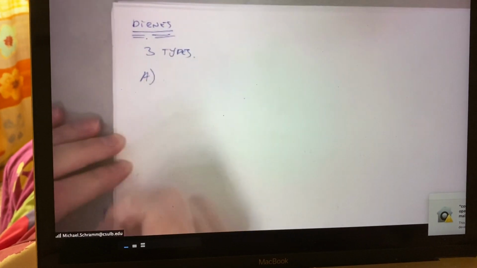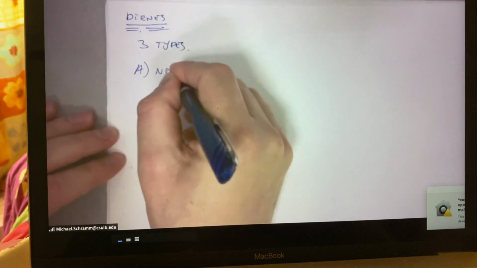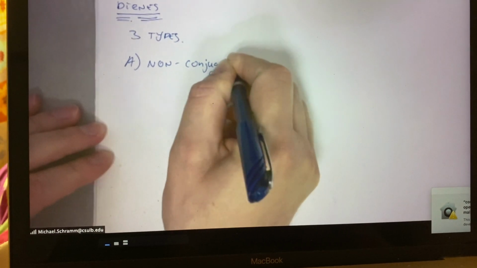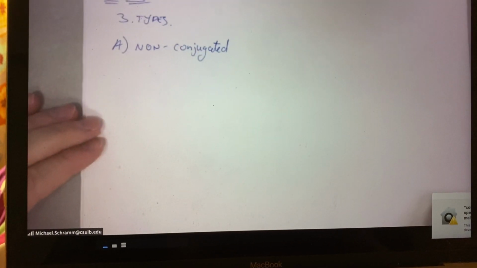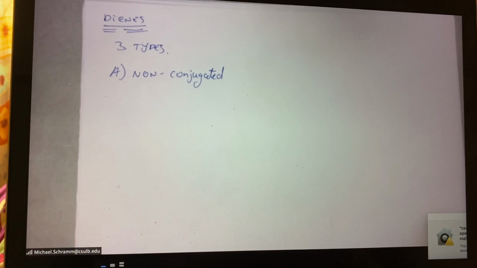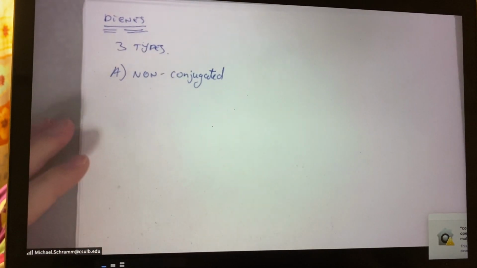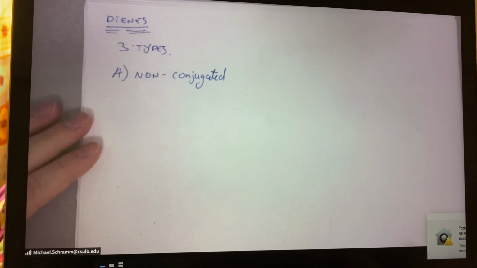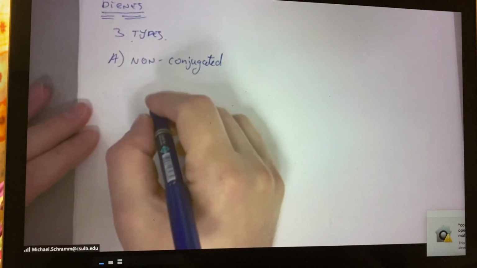The first type of dienes are called non-conjugated. The best way for us to describe non-conjugated dienes, I think, is to draw one, and then we can contrast it to a conjugated diene. We'll see the differences right away. Okay, non-conjugated diene.